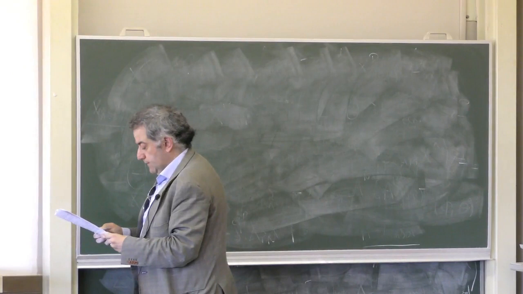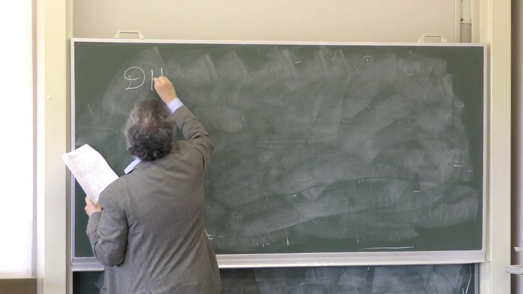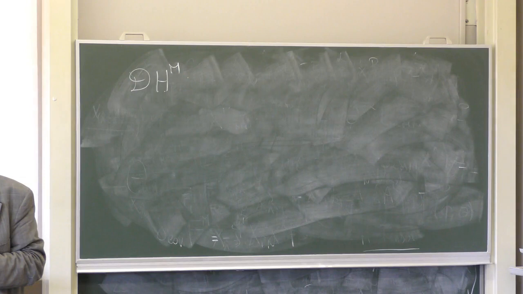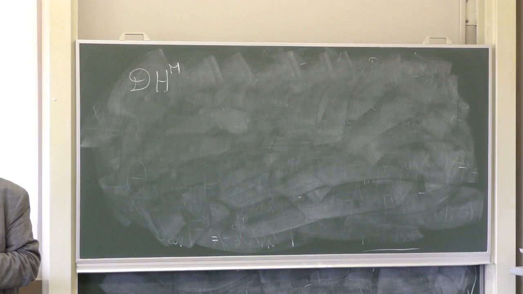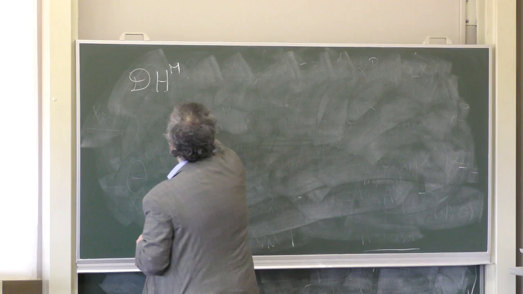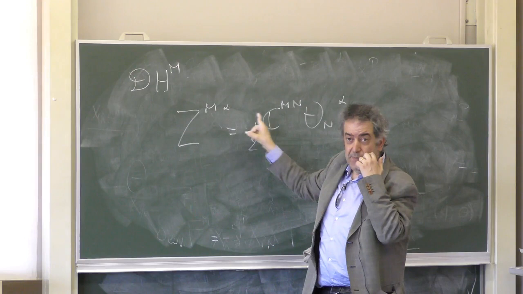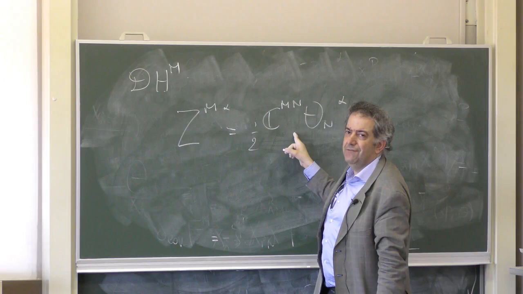Then we can compute the Bianchi identity. The characteristic tensor Z is related, linearly proportional, to the embedding tensor theta, right? Precisely. And their contraction is supposed to be zero? Yes, because of the quadratic constraint. Z M alpha is equal to 1 half C M N theta N alpha. You see, this is linear in theta. Moreover, it's expressed in terms of theta through tensors which are invariant with respect to G. So Z is in the same representation as theta.